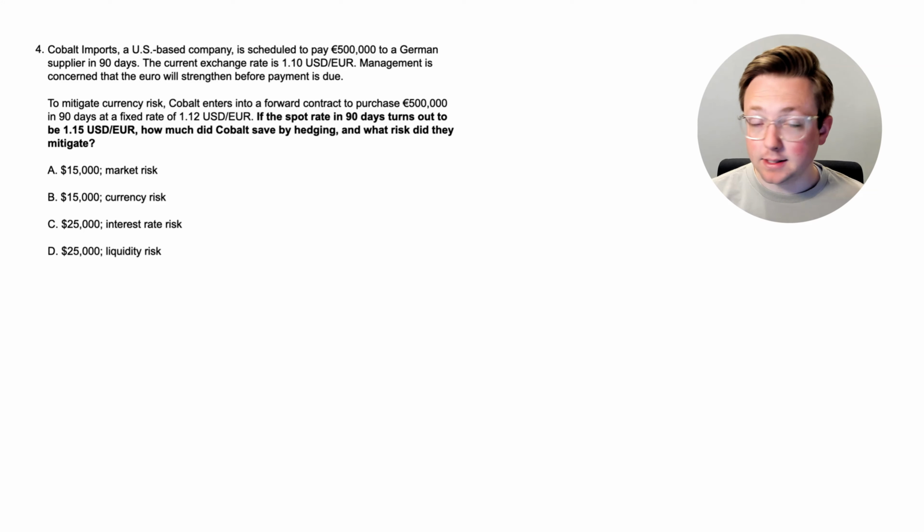So again, this is something that you want to pay attention for on test day because there may be a few questions that if you're paying attention, you will easily be able to select the correct answer without even having to think too hard. Because again, like it says here, to mitigate currency risk, and then it's asking what risk are we mitigating? Currency risk. So we know that's the answer. So let's go through this to understand why or how we are getting to the $15,000 for this currency risk. So let's go through the answer.